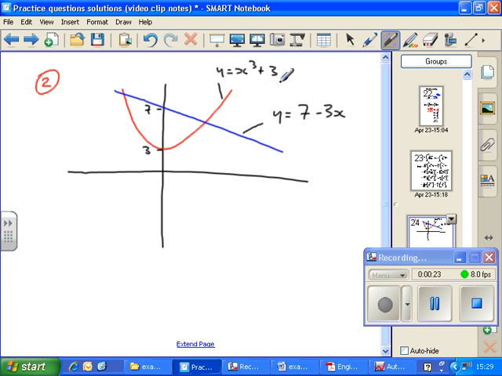Well, let's look at this one first, y equals 7 minus 3x. When x equals 0, y equals 7, so it's going to cut the y-axis at 7, which you can see here, at this point here. And then I'm going to take away 3 times whatever x is, so it's going to slope downwards from left to right.